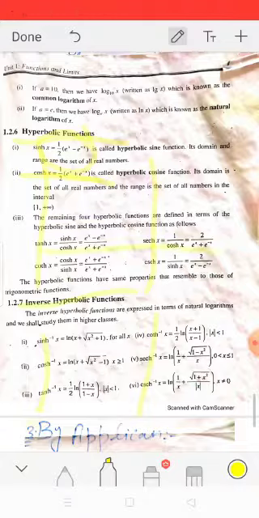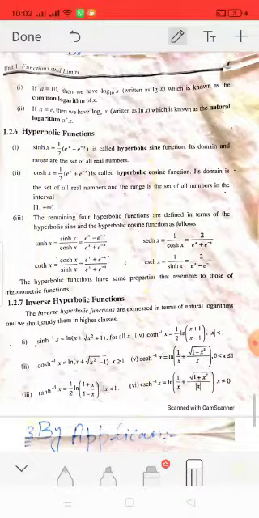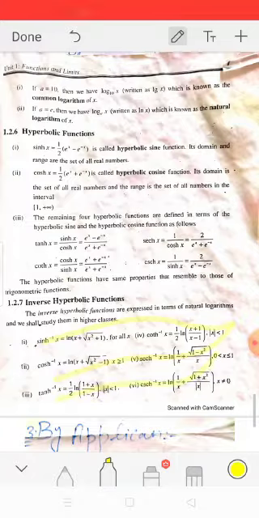and tan cot. So you need to know the identities. These are fundamental identities which are also expressed over here.